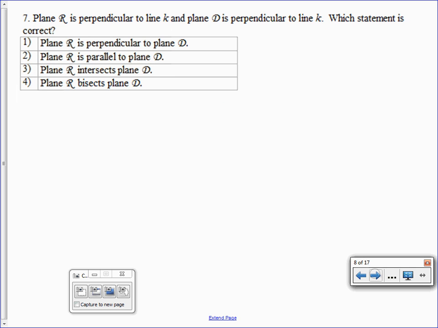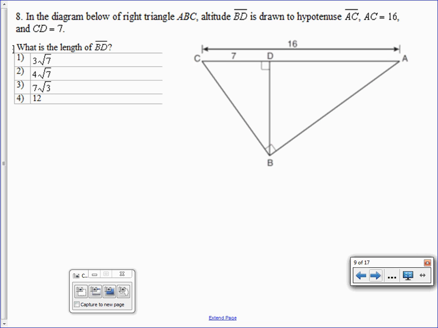The other one is when you have two planes that are perpendicular to the same line. Again, it's very hard to draw this, but it would look something like this in 2 dimensions. If 2 planes are perpendicular to the same line, then the planes are parallel. You just need to memorize those questions. They ask the same question literally over and over again.